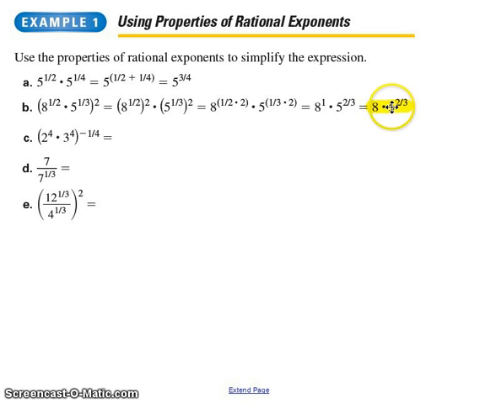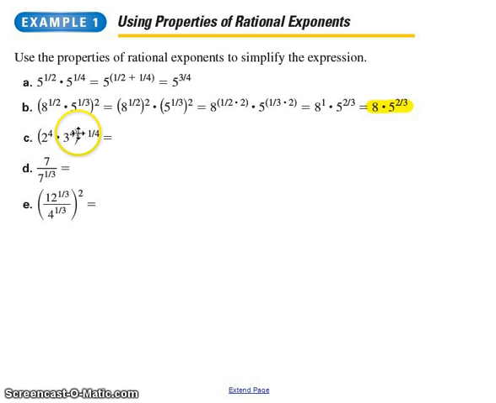The only thing I want to caution you about, do not tell me, please, that this can be simplified to make 40 to the 2/3. Remember, this exponent 2/3 is only attached, only modifying the 5. It has nothing to do with the 8.